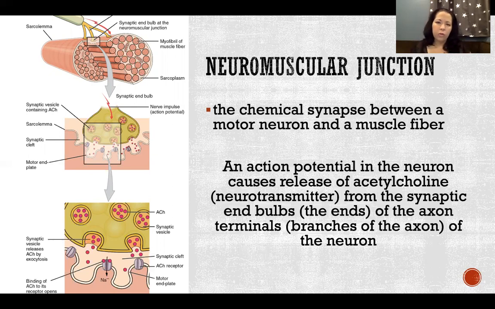So we have a neuromuscular junction at each of these synaptic end bulbs. So there are multiple per every motor neuron at every muscle fiber. So you can imagine how many millions we must have of these in the body.